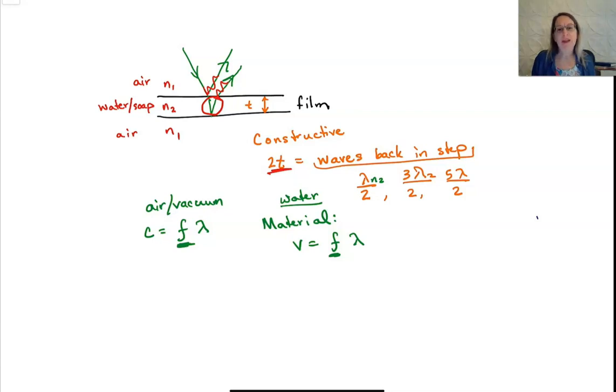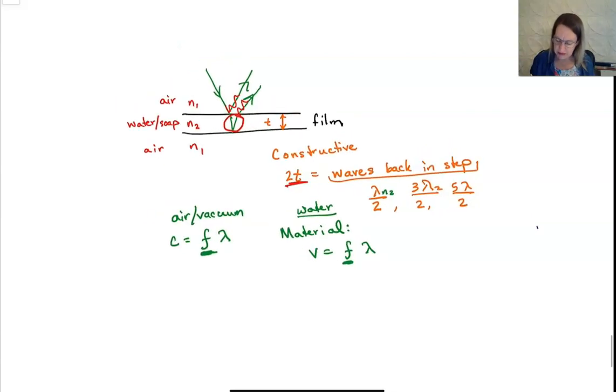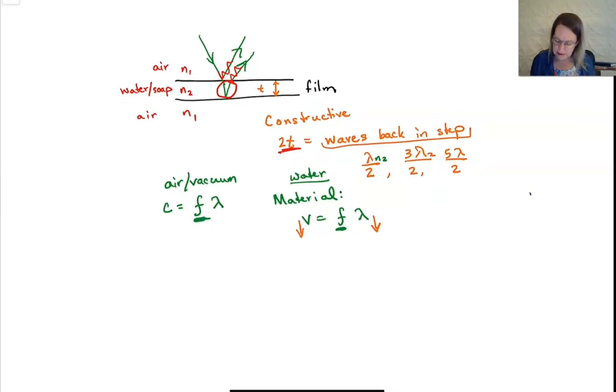So the wavelength changes when the speed changes. So if the speed gets smaller, then the wavelength is obviously going to get smaller, and it's going to get smaller by this same amount, right? So if our v is c over n, then it's frequency times the wavelength in our material. I'll call it a lambda sub n.